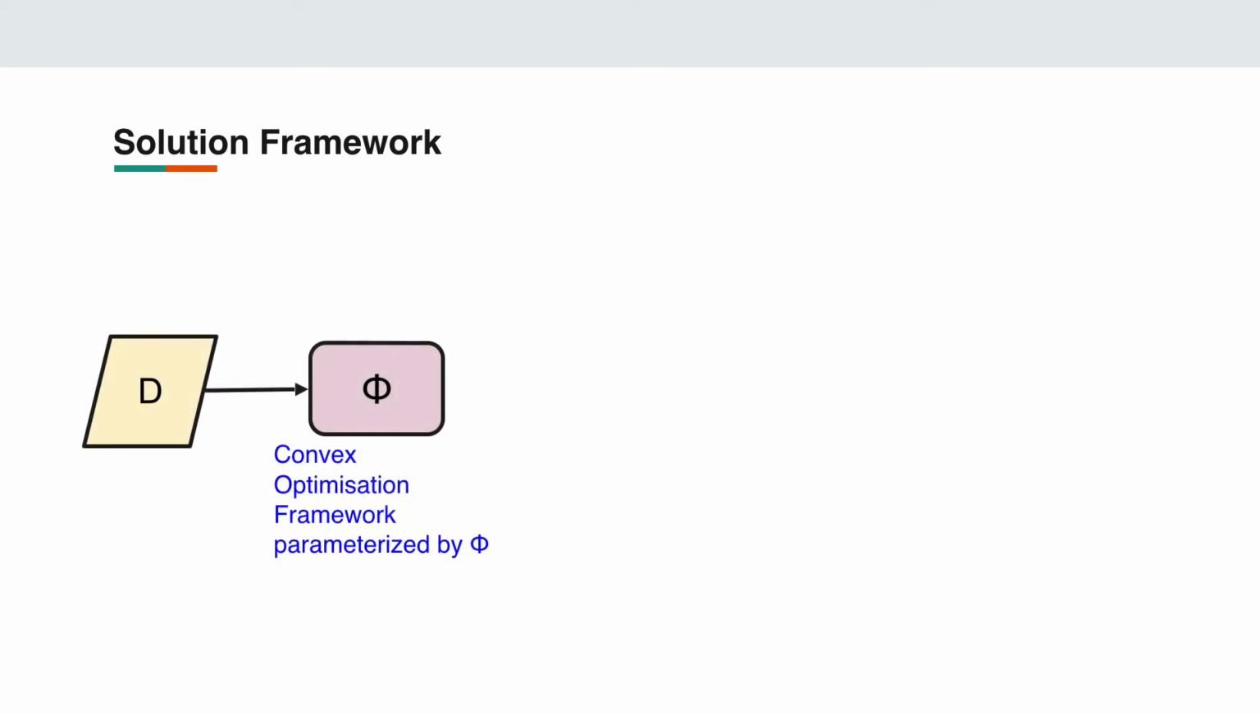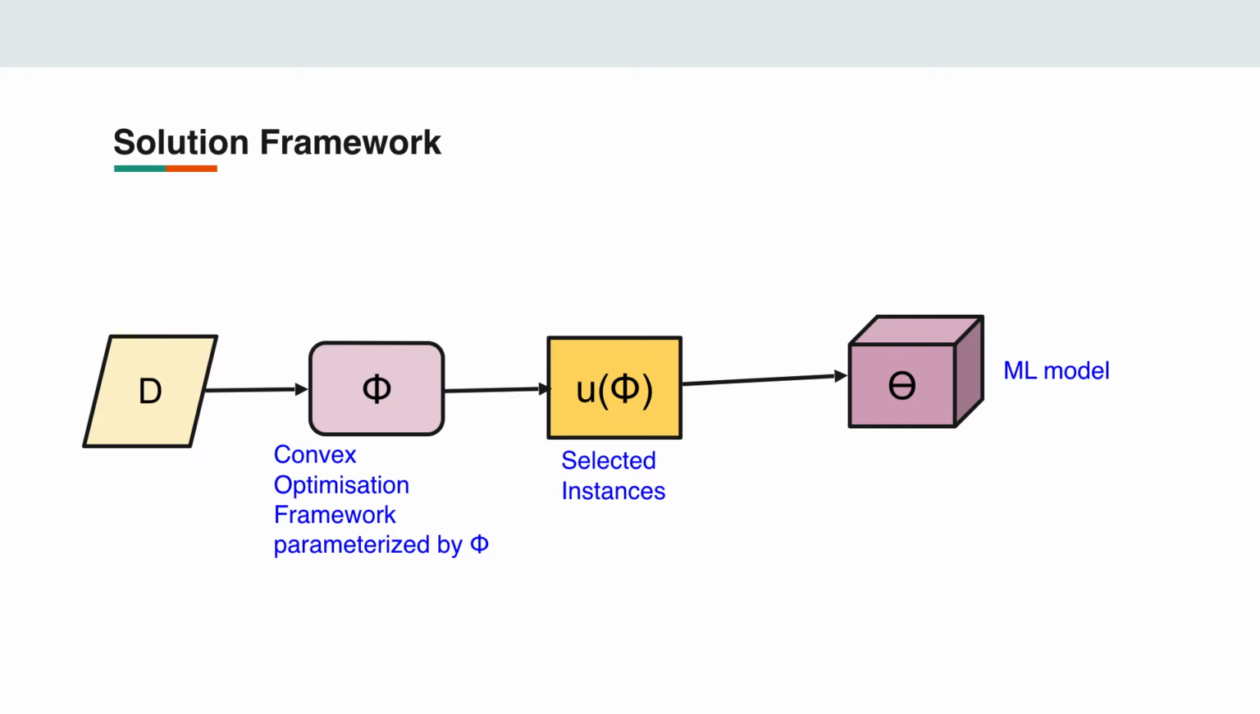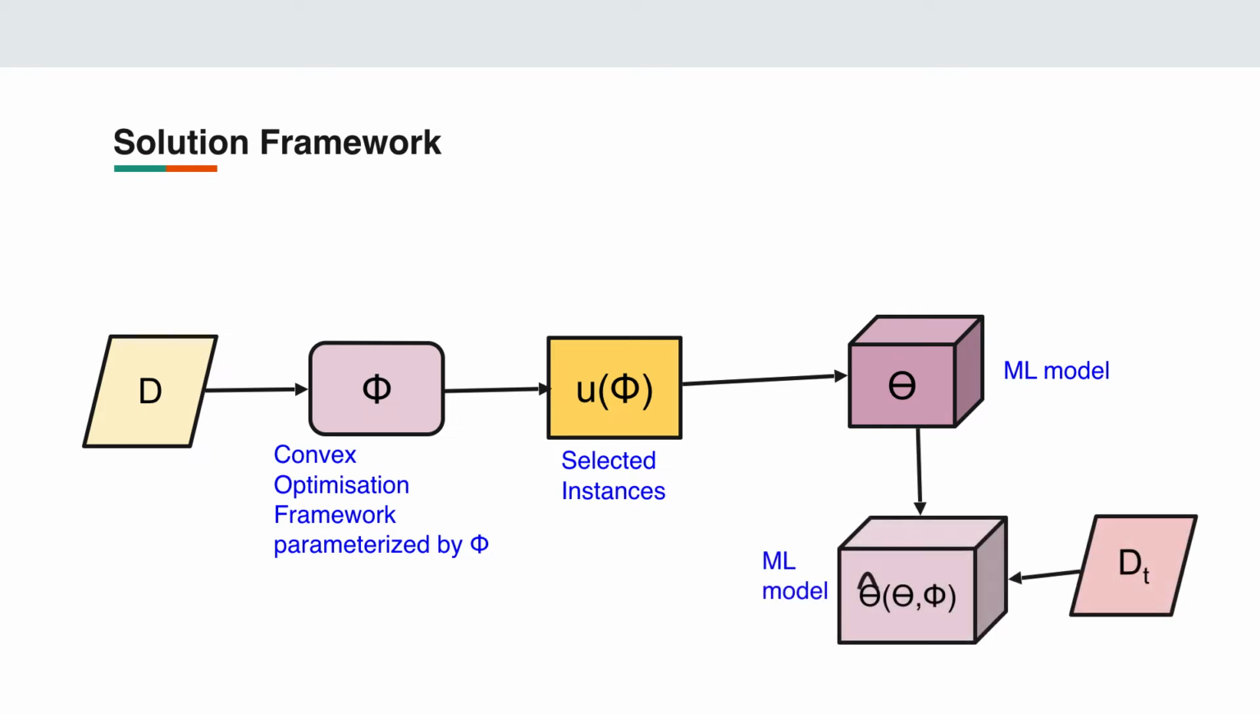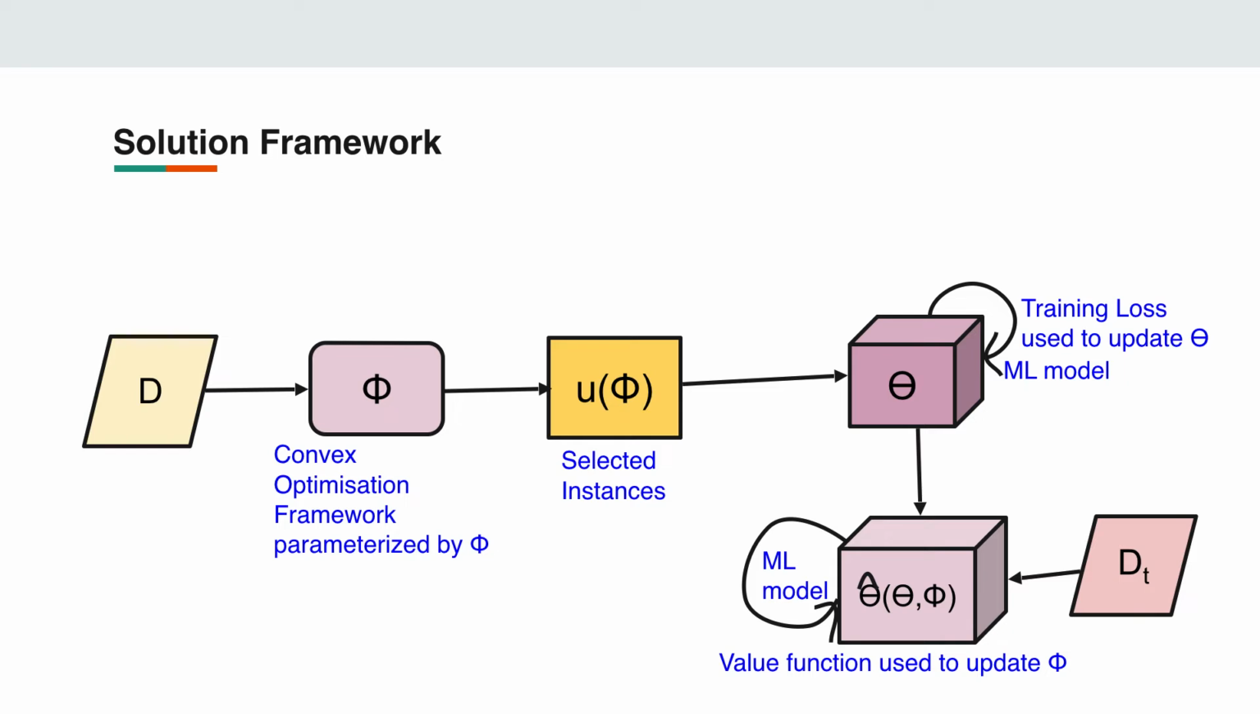We have a dataset D, which we pass to the selection framework parameterized by phi. The framework returns a value dependent on phi, which indicates the selectivity of the instances. The output of the selection framework is then passed to the machine learning model parameterized by theta, which can provide a one-step update theta hat that is dependent on both phi and theta. This goes as the updated parameter to the model, which receives the test set as the other input. The model parameterized by theta computes the training set loss and updates theta, while the model parameterized by theta hat computes the value function that is used to update phi.